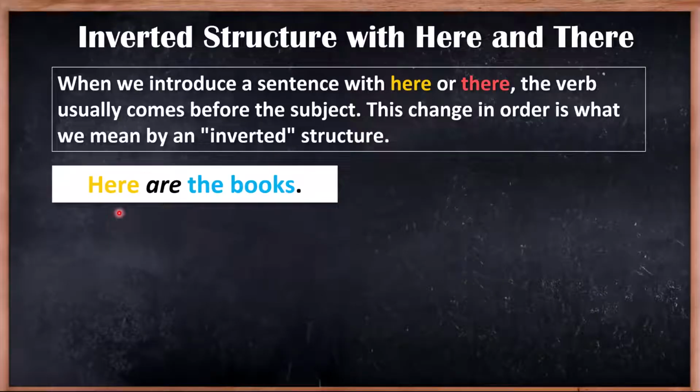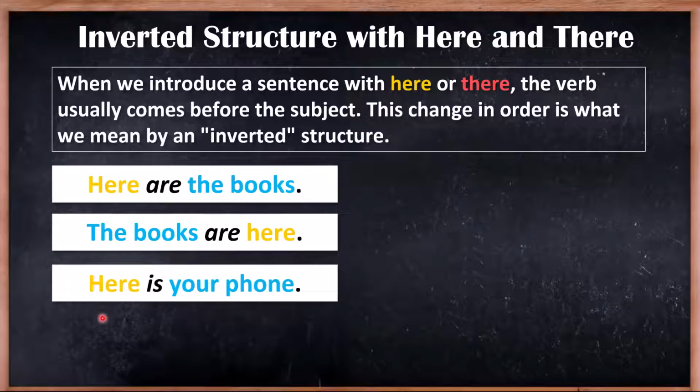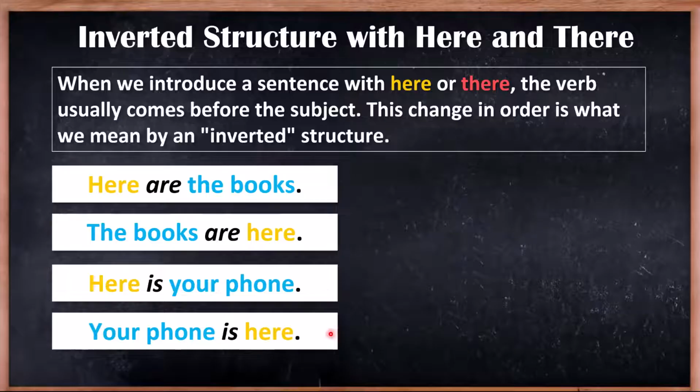For example, here are the books. In this case, we have the subject after the verb to be. You could also say, the books are here. But oftentimes in English, when we are emphasizing the placement of something, we begin the sentence with here or there. Another example, here is your phone, or your phone is here.